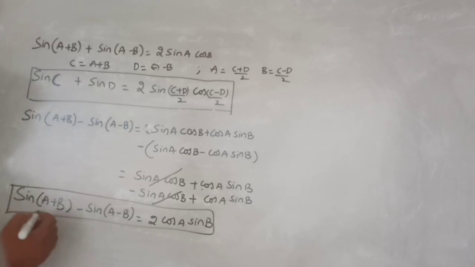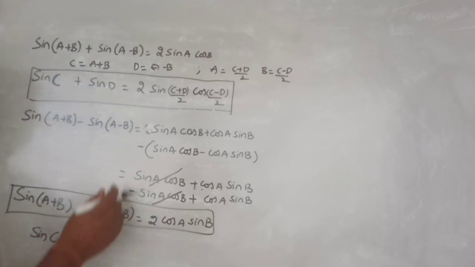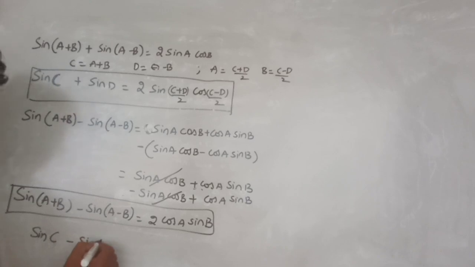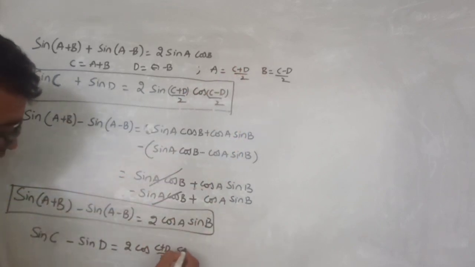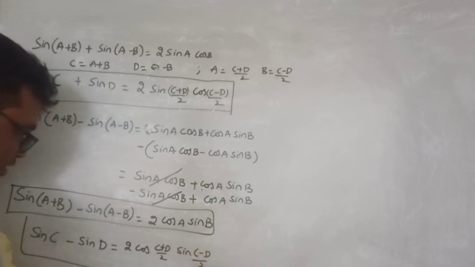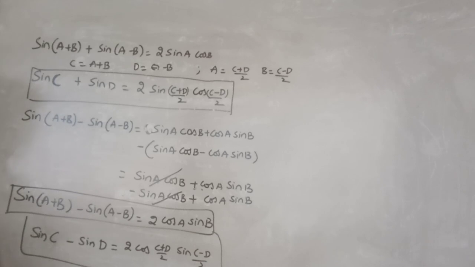But here sin of A plus B is sin C, and sin of A minus B is sin D. So sin C minus sin D is 2 into cos A, where A is C plus D by 2, and sin B is sin of C minus D by 2. So here we got sin C minus sin D equals 2 cos of C plus D by 2 sin of C minus D by 2.